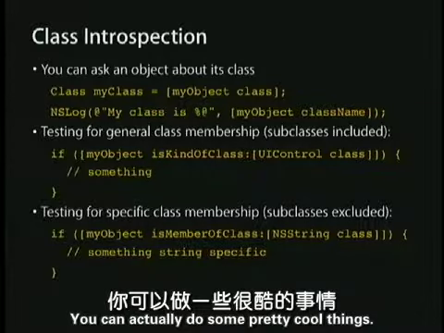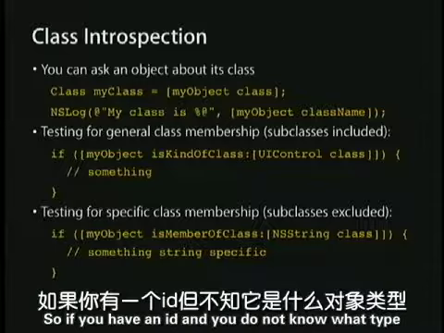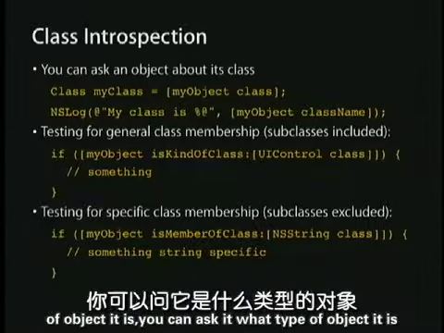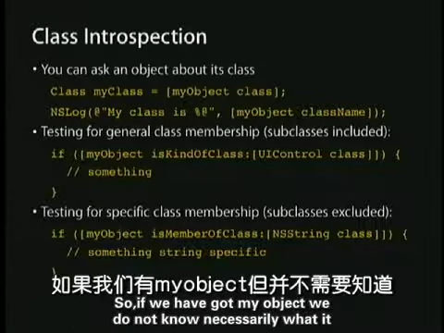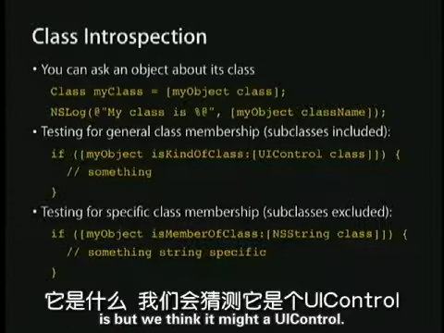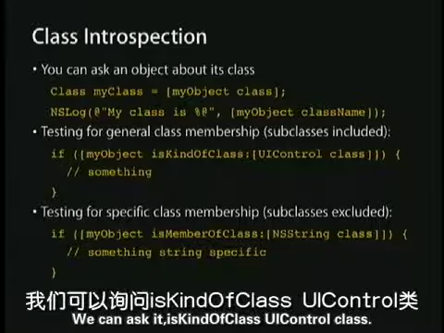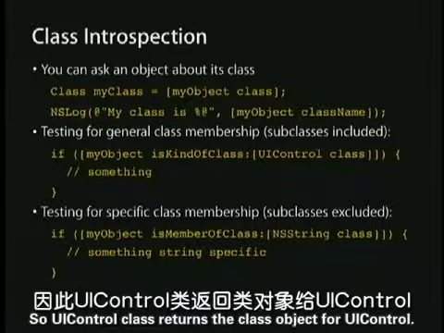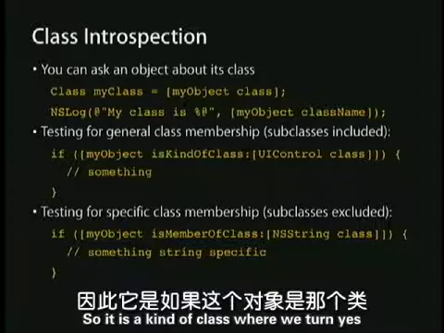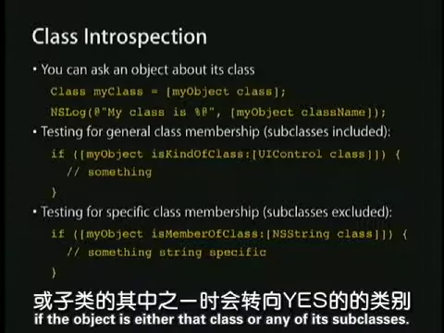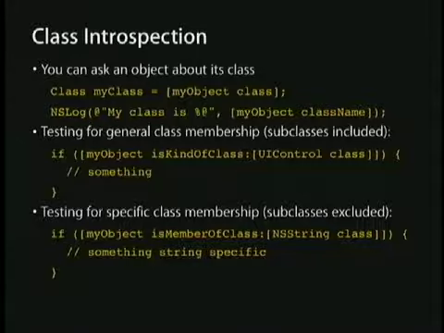You can actually do some pretty cool things. So if you have an id and you don't know what type of object it is, you can ask it what type of object it is, or you can ask it if it is a particular type of object. So if we've got myObject, we don't know necessarily what it is, but we think it might be a UIControl. We can ask it isKindOfClass:[UIControl class]. So UIControl class returns the class object for UIControl, and we can just ask myObject if it is one kind of that class. isKindOfClass will return yes if the object is either that class or any of its subclasses.